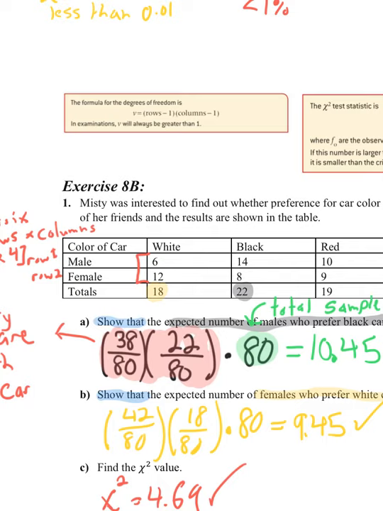So for this example, the matrix was 2 by 4. So to find the degrees of freedom, you're going to say 2 minus 1 times 4 minus 1. And what that really is, that's going to be 1 times 3, or just 3. So your degrees of freedom is 3. All right, and it says in examinations, V will always be greater than 1. Your degrees of freedom will always be greater than 1.